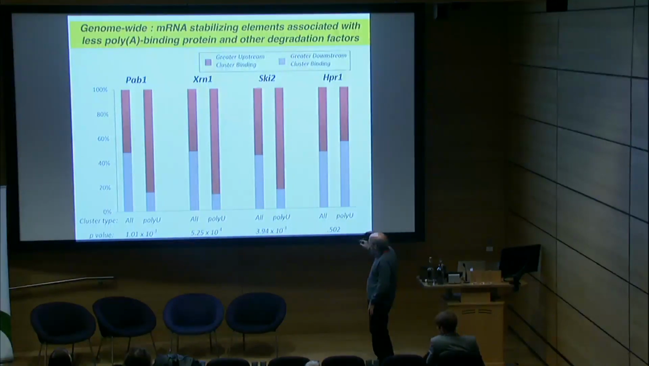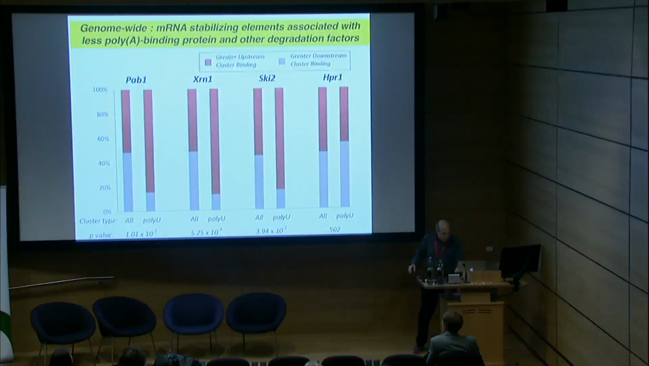One is from the SREBP and one is from the exosome, and you can see the same exact pattern. But as a control, this is another exosome component, but this is a nuclear exosome, not the cytoplasmic one, and there we don't see any difference. So genome-wide, mRNA stabilizing elements are associated with low poly-A binding protein and other degradation factors. And that's a genome-scale experiment.